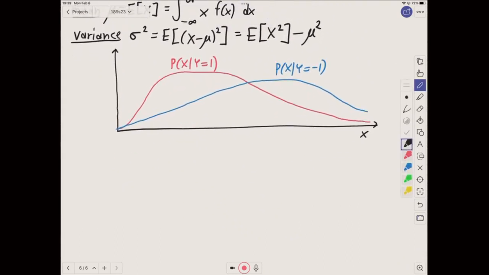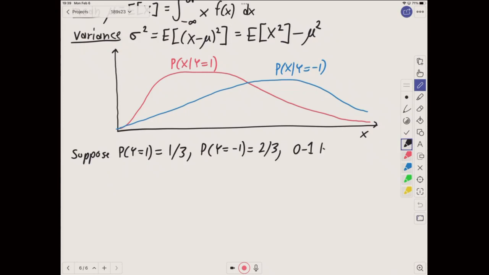Suppose in our example, just to make it a little easier to graph, we assume that the proportion of people who have cancer is 1/3 rather than 1/10, and the proportion of people who don't have cancer is 2/3. And again, we're using the 0-1 loss, so forget about asymmetric losses for a moment.